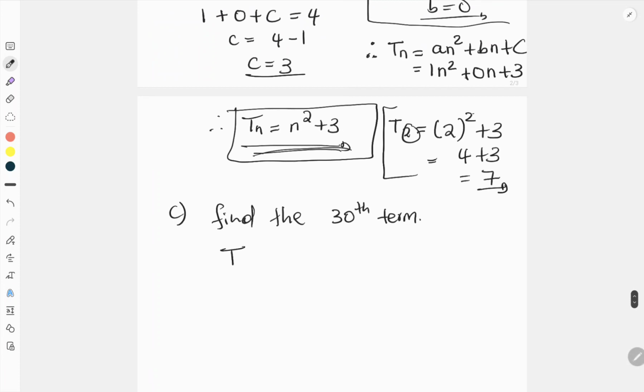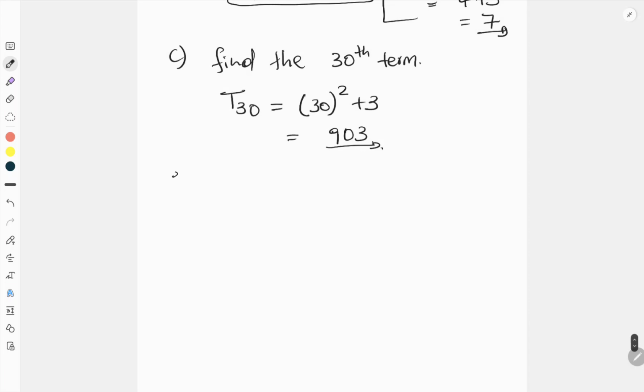So let us use the formula to find the 30th term. So it's going to be T30 is equal to, in replacement of n, you write 30 squared plus 3. Then you punch in your calculator 30 squared plus 3. Then term number 30 is 903. Then you are done.